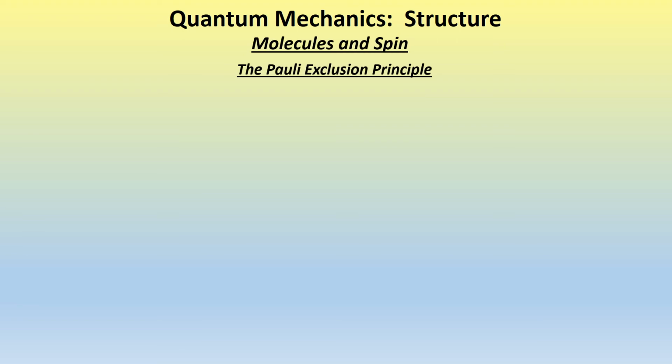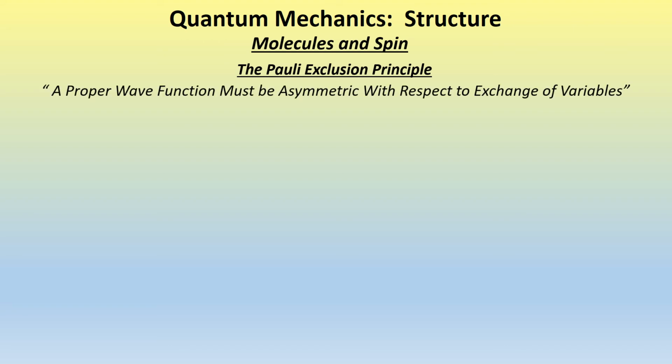We will now look further into molecules and spin, the quantum number which has not been looked at yet. You may recall the Pauli exclusion principle from general chemistry that no two electrons can have the same four quantum numbers. Explicitly, what Pauli said was that a proper wave function must be asymmetric with exchange of variables. To find out what that means, let's try to make H2.